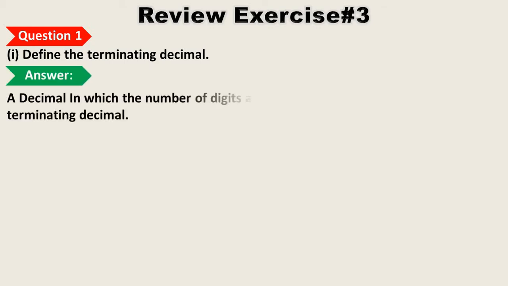Its answer is a decimal in which the number of digits after the decimal point is finite is called terminating decimal. You can say after the decimal point the number of digits is finite, or you can say there are 2, 3 or 4 or 5 and they are not going to infinite, then that decimal is called terminating decimal.